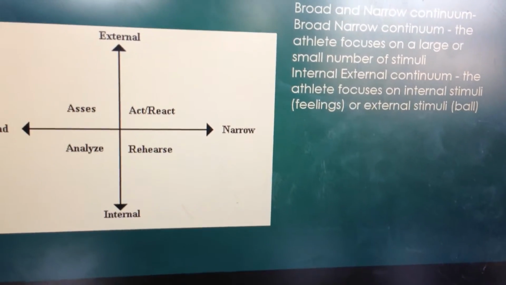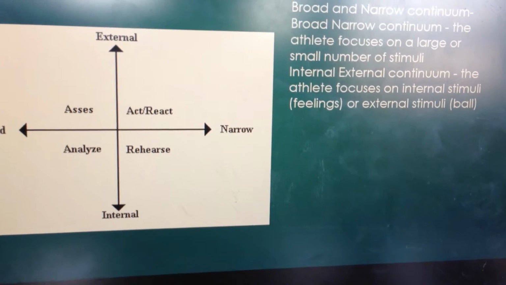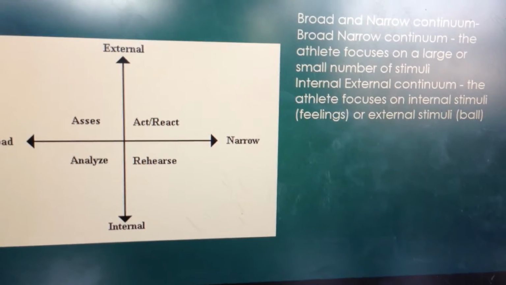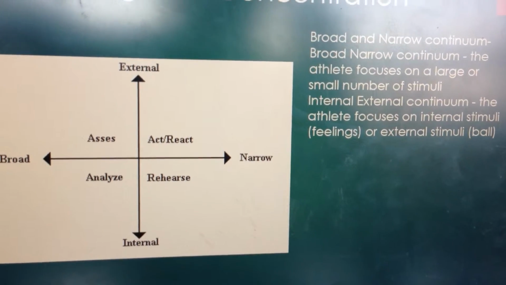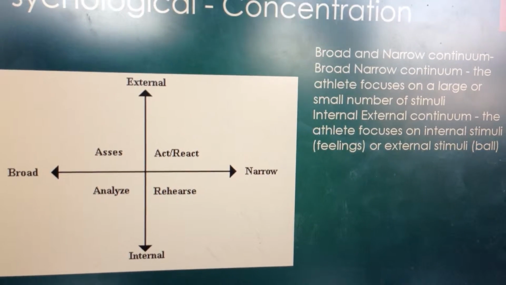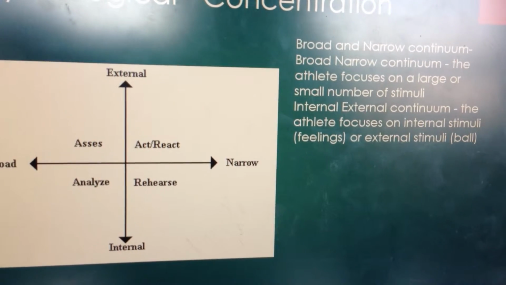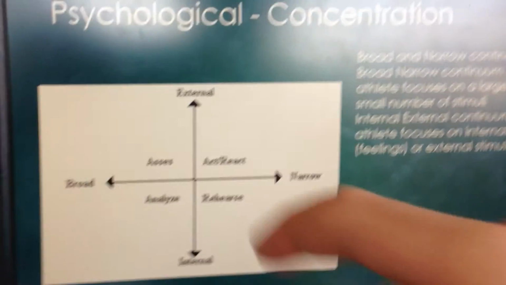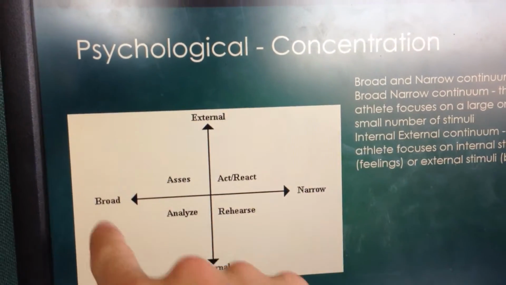Psychological, such as concentration, we use the broad and narrow continuum. This focuses the athlete on a large or small number of stimuli, internal and external, as you can see, the external and the internal and the broad and the narrow.